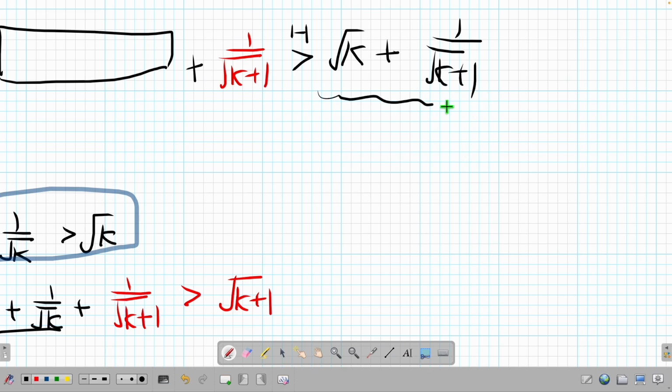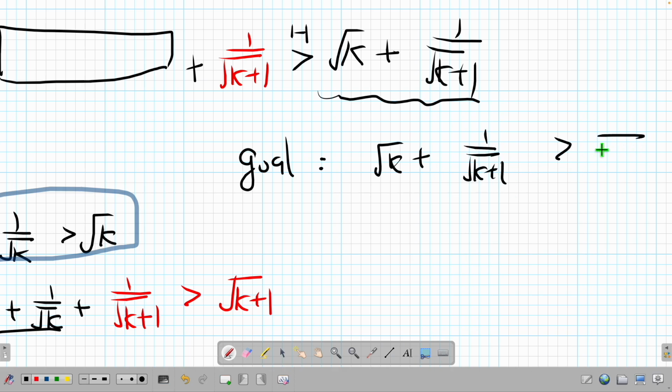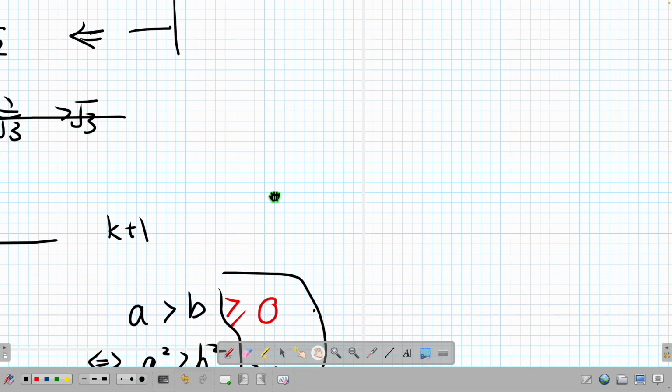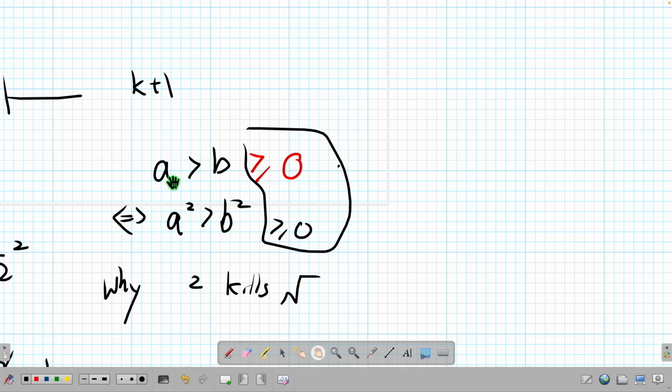So basically, this is what I have. This is by h. What's the goal? This guy larger than this, right? You see, there is what? Square root. We don't like square root. We do this. What? A larger than b. If this larger than 0, you take square. Why do this? Square kills square root.